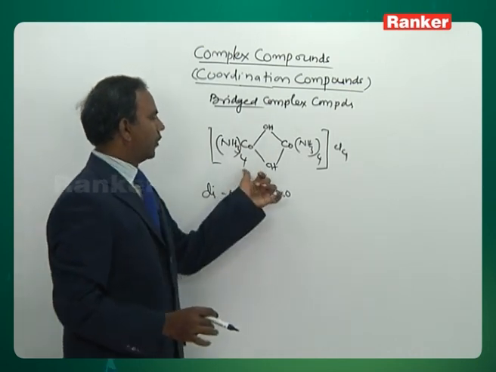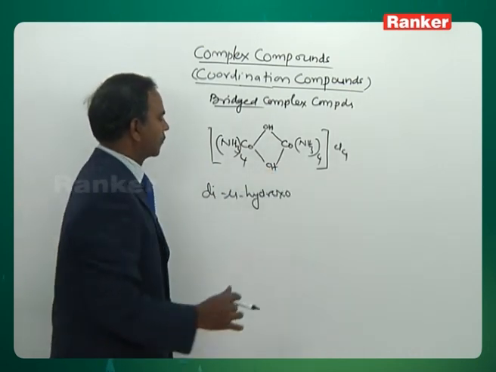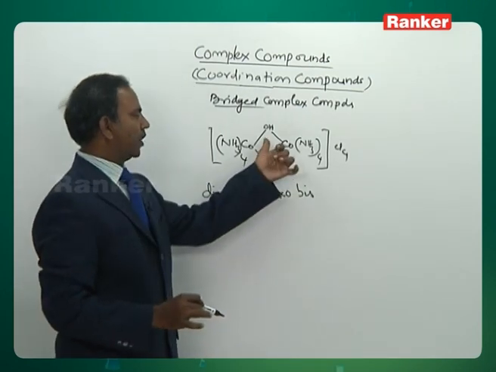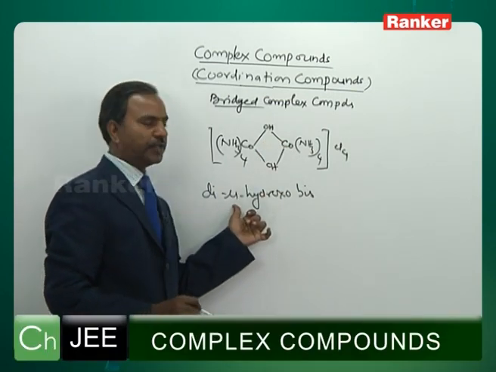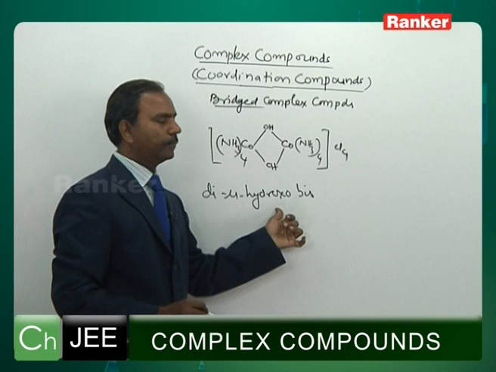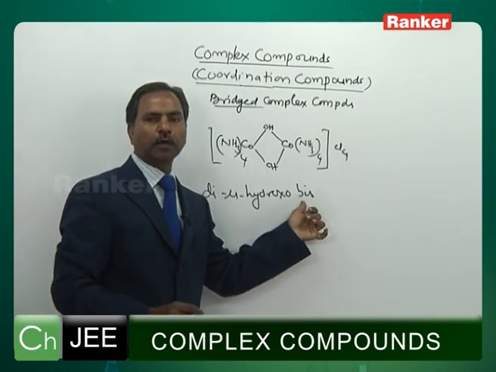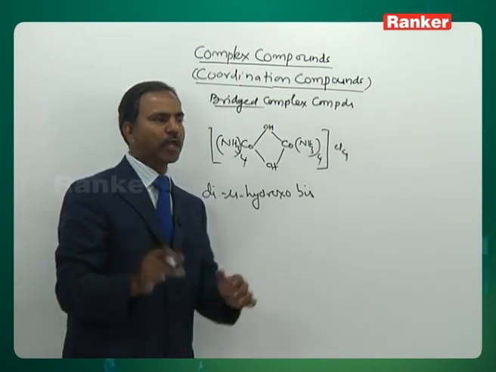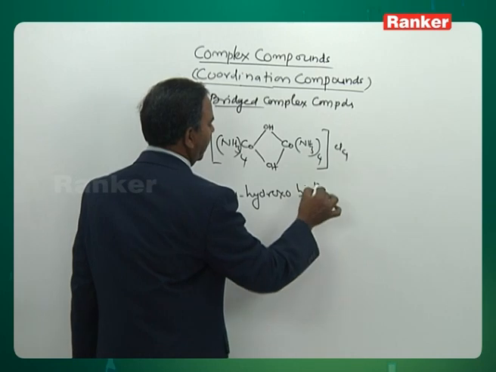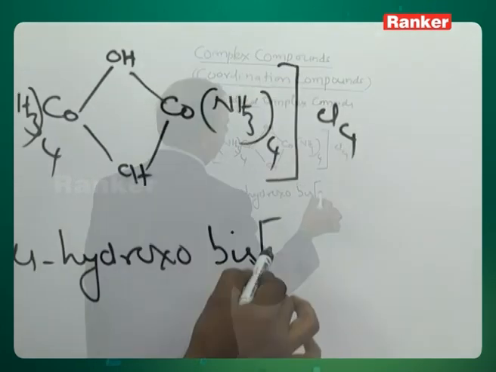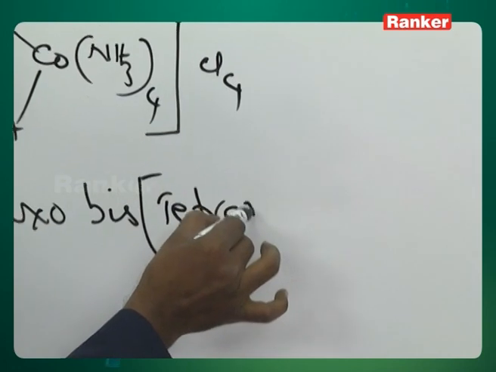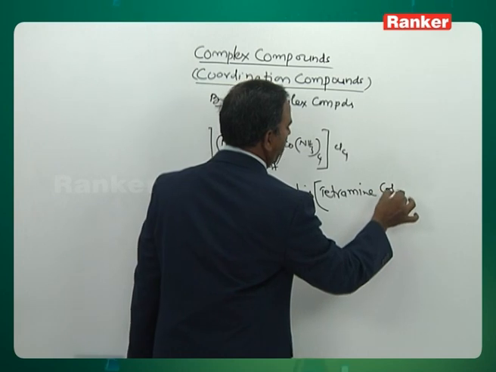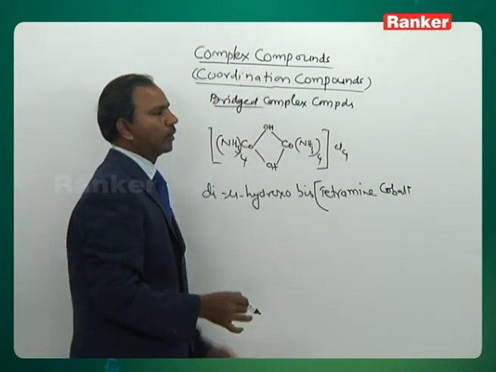Next, we have to represent this on either side. Therefore, we write bis. Di, 2 bridges. Mu stands for bridging. Hydroxo, bridging. Next, bis. Bis stands for 2 times or gives the meaning of on either side. Put a big bracket. Then, what is on either side? Tetramine. Followed by cobalt, tetramine, cobalt on either side.